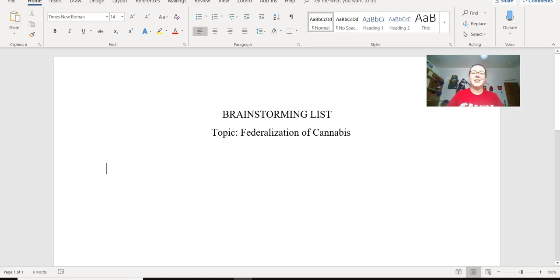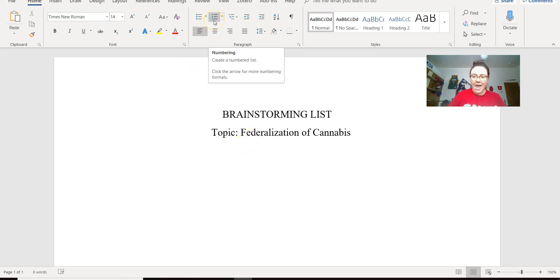Before we discuss the lecture assignment, I first want to demonstrate what brainstorming a list of search terms might look like. So, referring back to the method and the approach that we discussed earlier, I've done the first step. I have identified my topic, so the federalization of cannabis. So that's what I want all of my terms to circle back to.